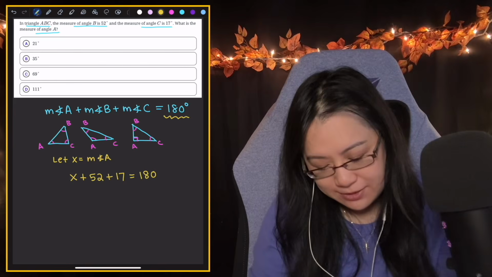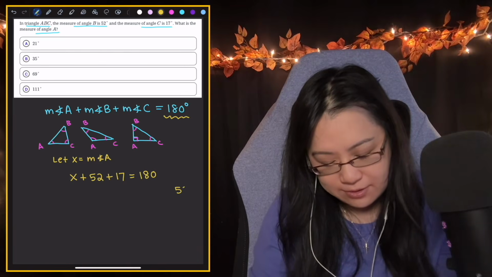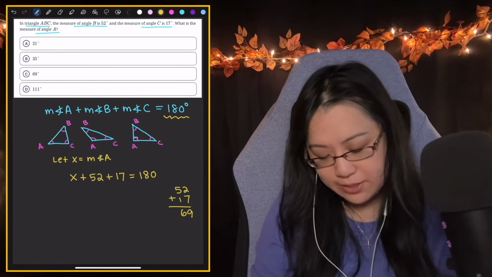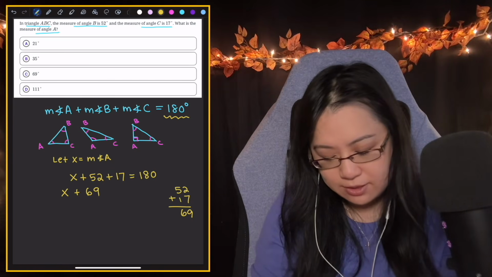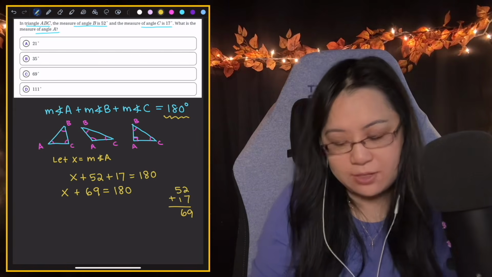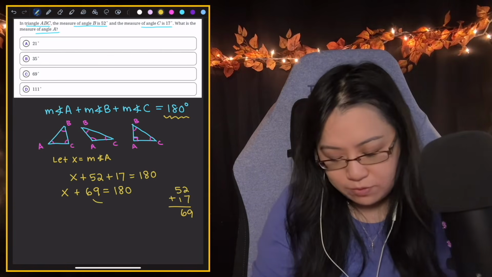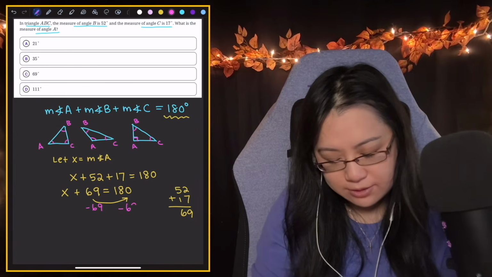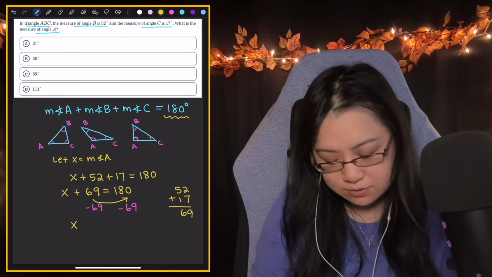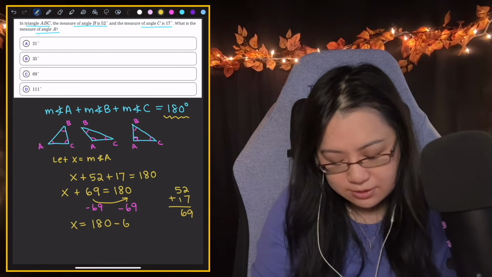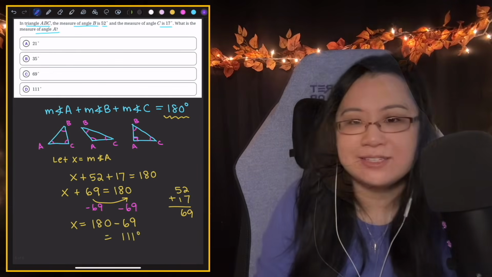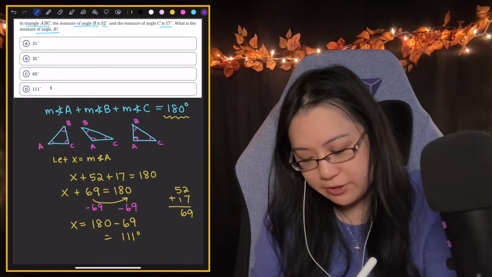So 52 plus 17 is 69. So x plus 69 equals 180. And to solve for x, you can move this over by subtracting 69 on both sides. So x equals 180 minus 69, which would be 111. So our answer is D, 111 degrees.